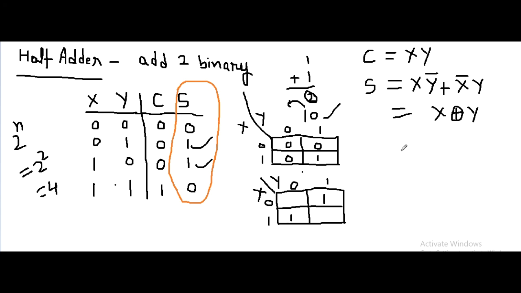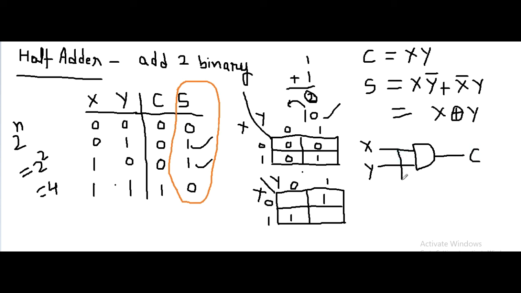So let's design a combinational circuit for this half adder. Here we have X and Y. These are the two inputs, right? X and Y. And for C, we can directly take these two, X and Y, with an AND gate, because this is the dot product X dot Y. So that will be for C.